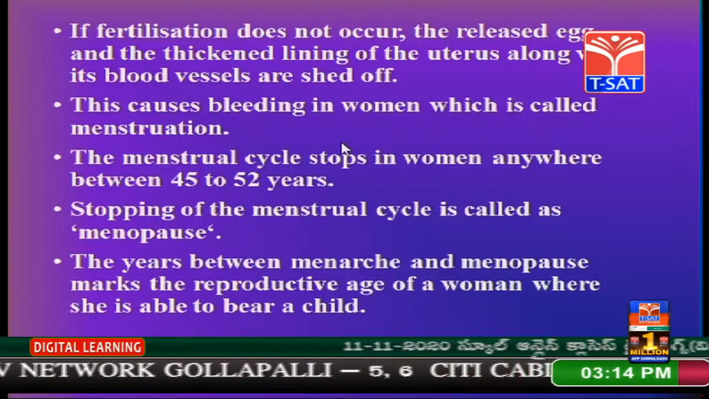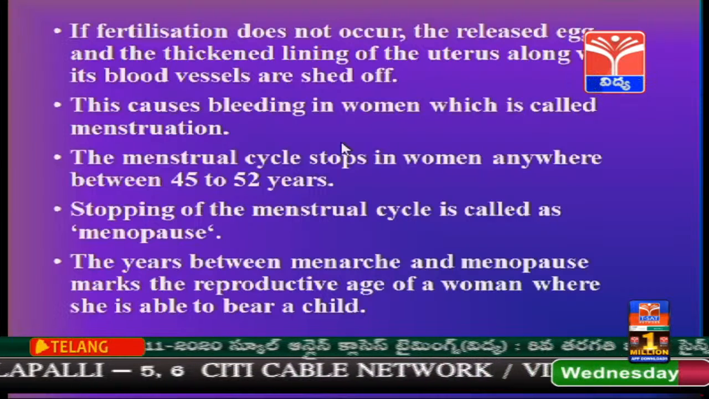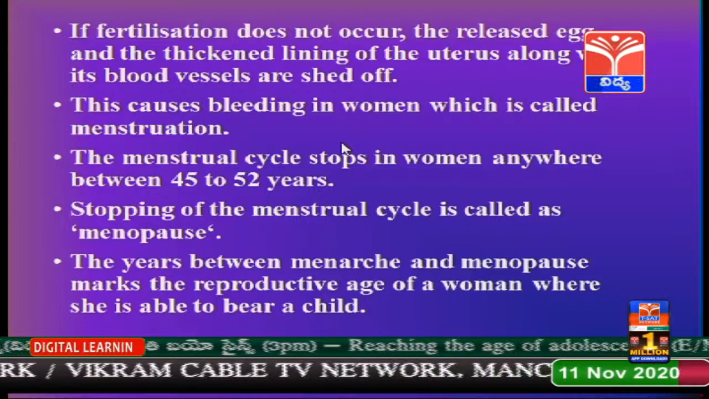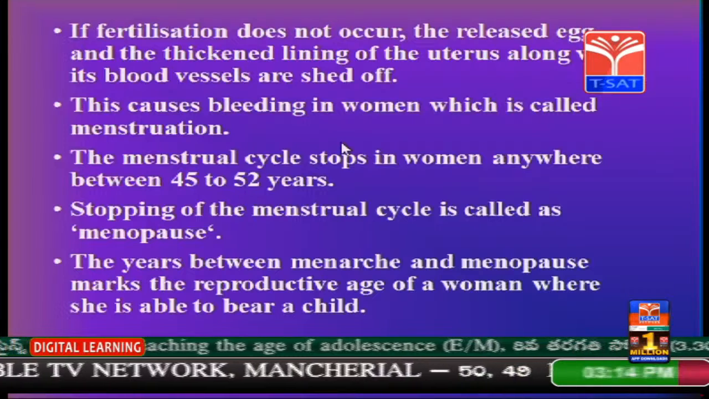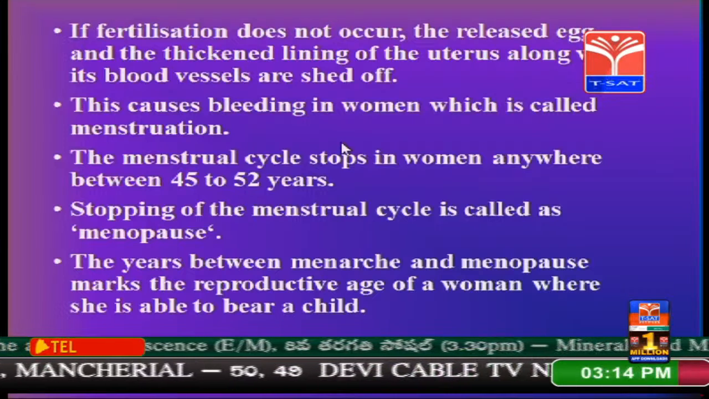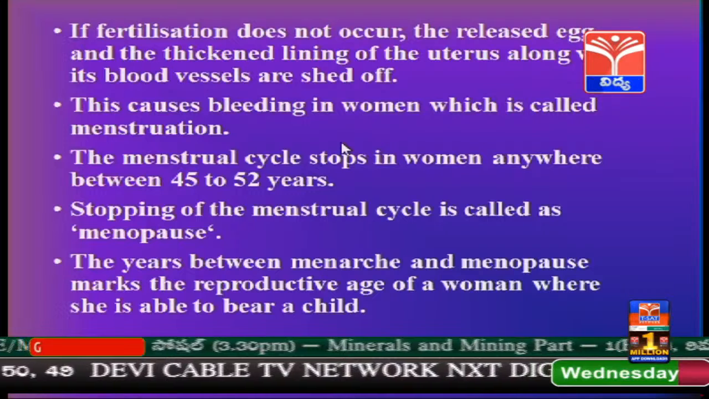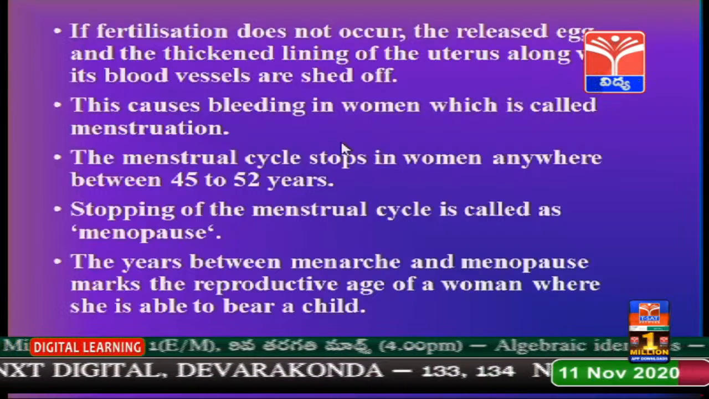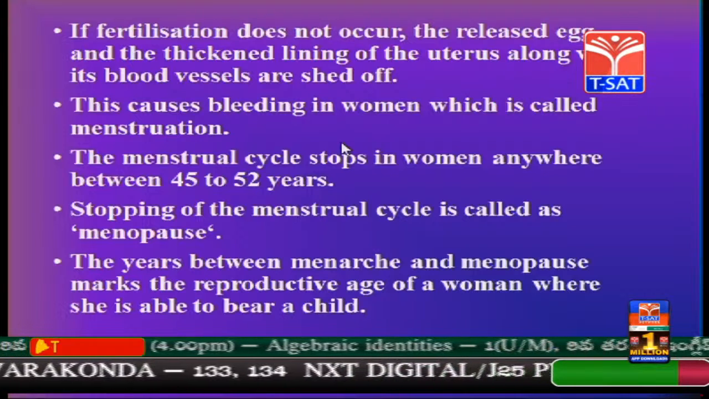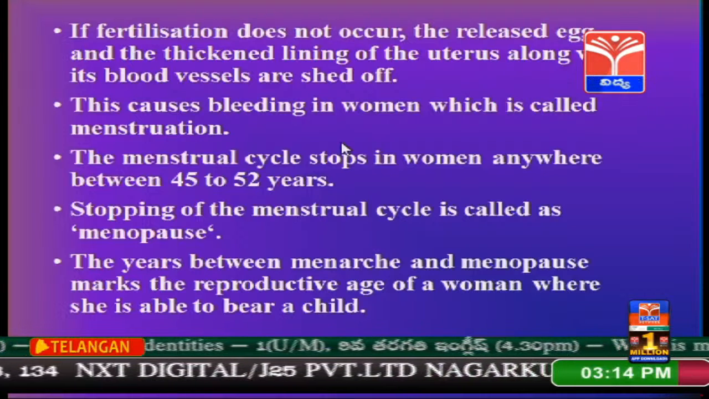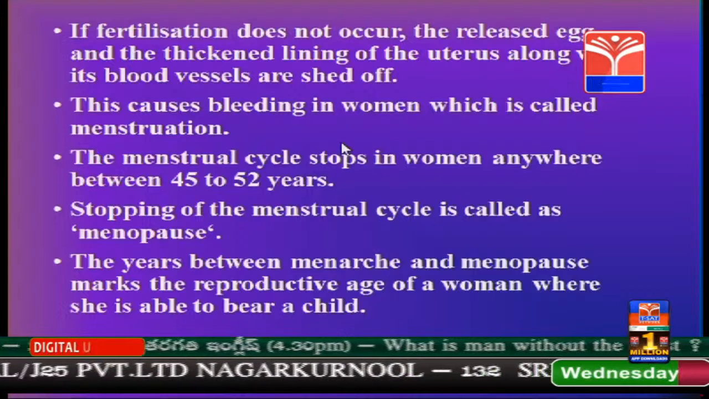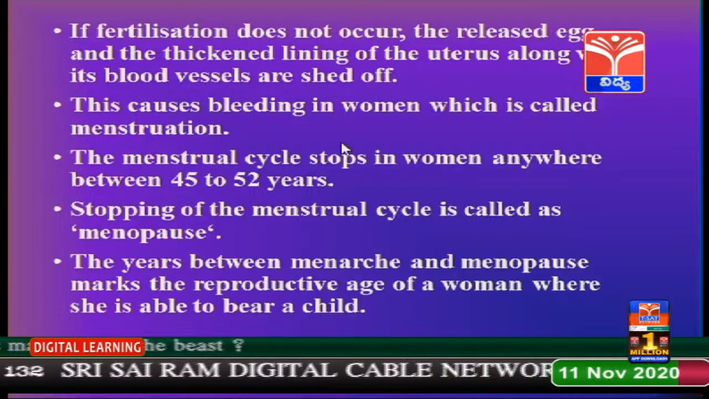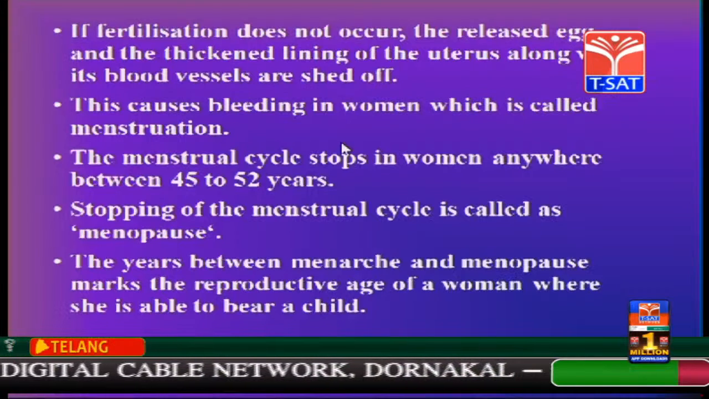That means a lady can reproduce only up to an age of 45 to 52, only till she has a good menstrual cycle. If the menstrual cycle is active, then only she can reproduce. The stopping of the menstrual cycle is called menopause. Children, the years between the menarche and the menopause are marked as the reproductive age of a woman, where she is able to bear a child.